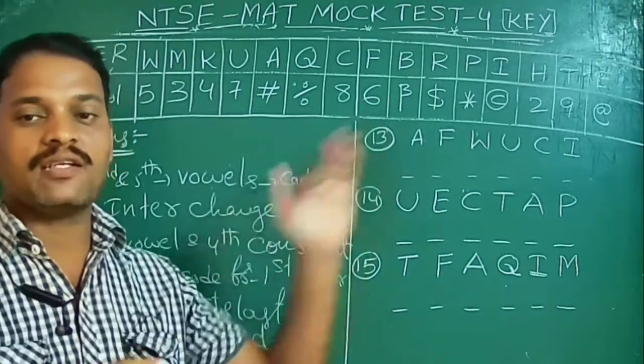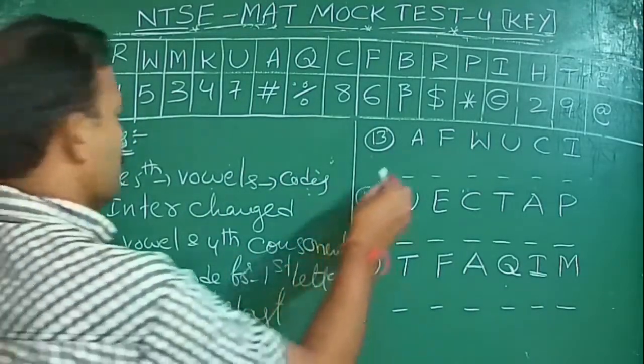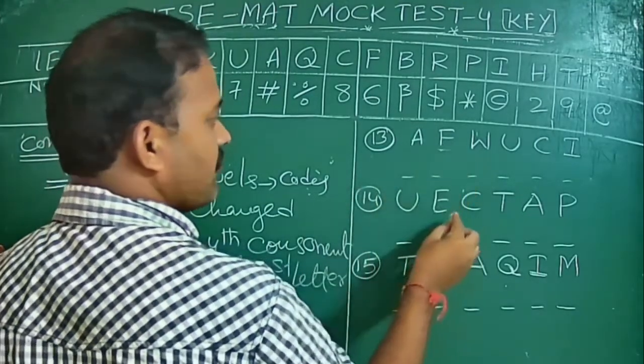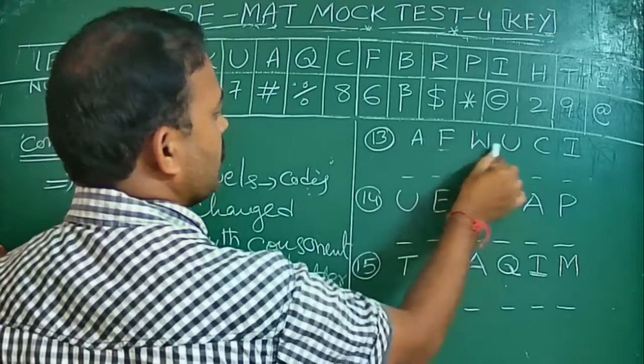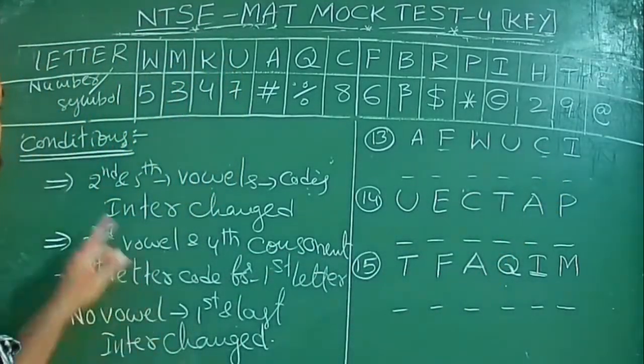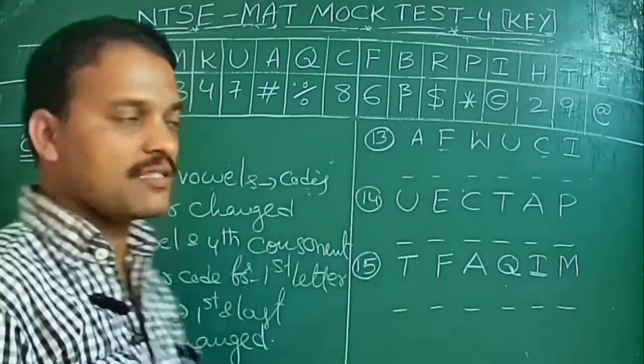So now I will start the 13th question. First of all, I will take the first condition. The second letter is F, and 1, 2, 3, 4, 5. First letter is C. Fifth letter is C. So both are vowels? No. So the first condition is not possible.